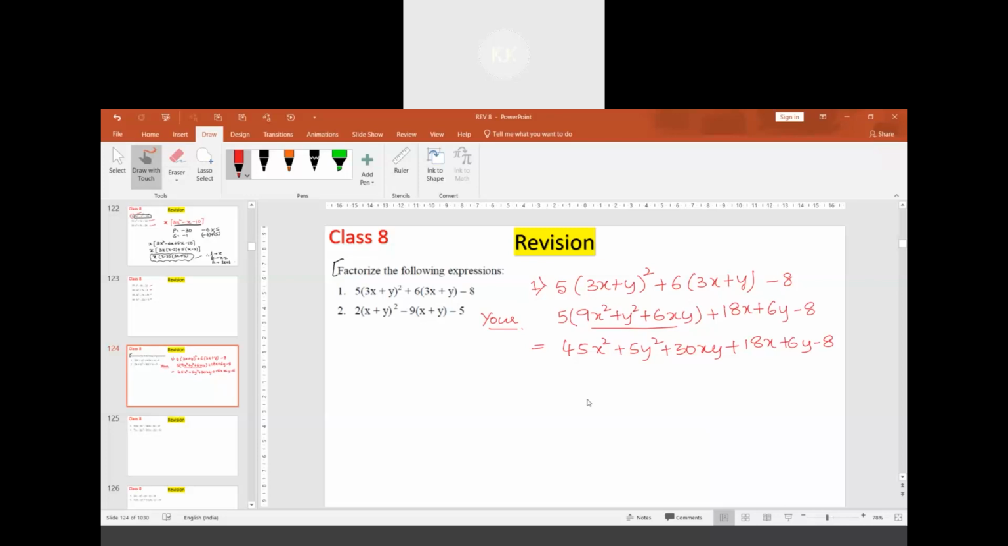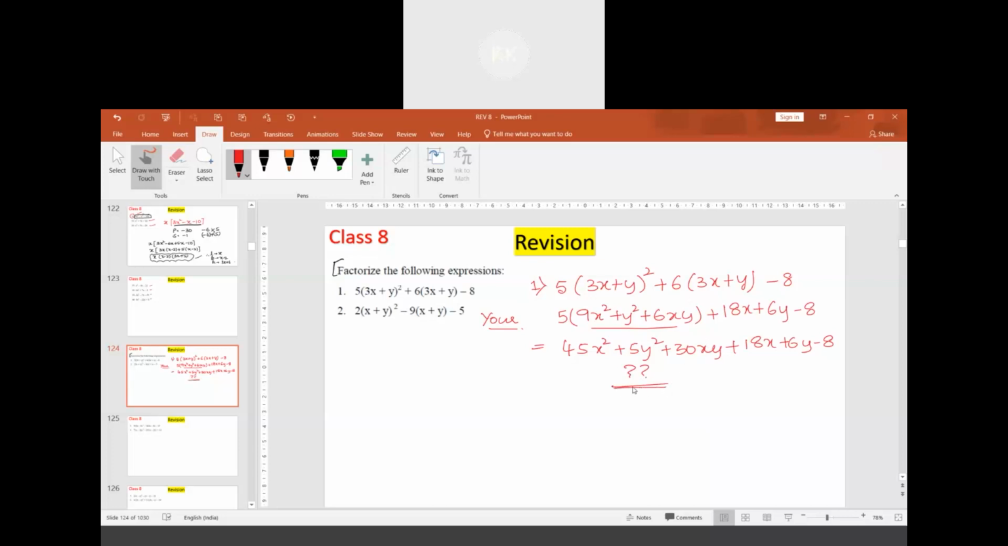What should we do now? Should we take 3x plus y as a common? We can't factorize further. This is a wrong method. But there are 6 terms. What to do next will become a question mark. We can keep thinking, but we won't get any solution.